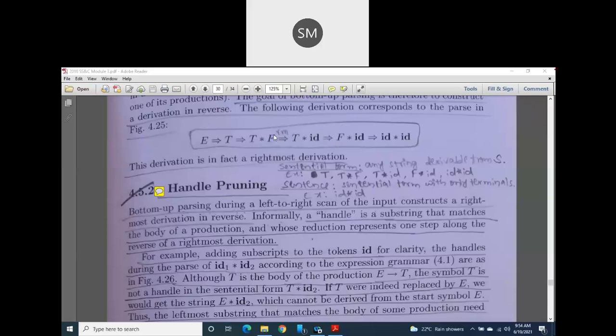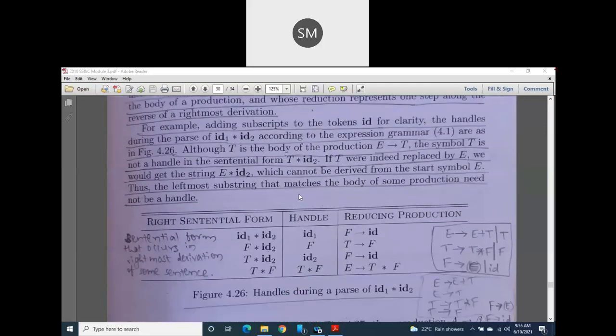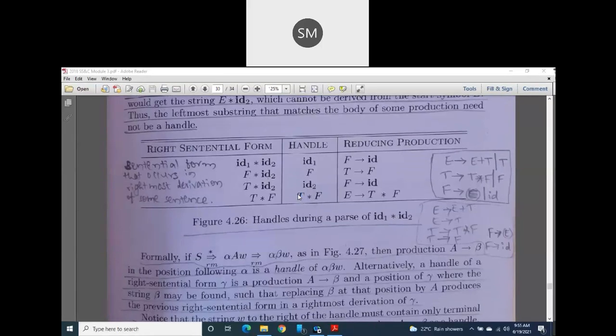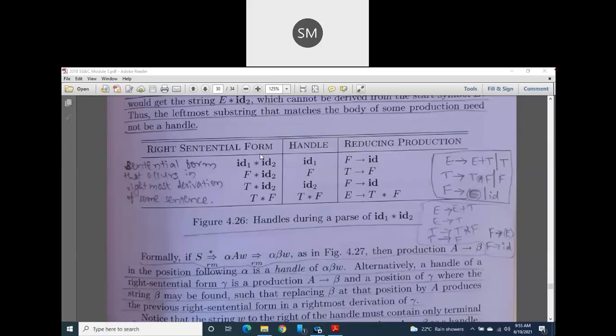So like this, any substring, if it is reduced to a non-terminal and its substring is matching the body of a production and a reduction is present there, then it is called a handle. Here you will get a clear idea in this table. This is a handle table, handles. In your sentential form, sentential form means what? Already I told you, the RHS side of all your productions are called sentential form only, except the start symbol.